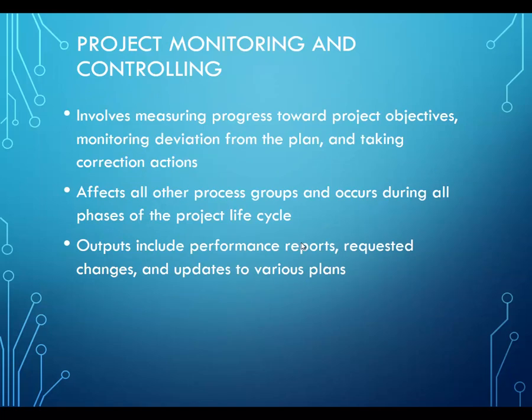The project monitoring and controlling process group involves measuring progress towards project objectives. The tools and techniques used in this phase will be monitoring deviation from the plan and taking action to correct that deviation. This group of processes will overlap and affect all other process groups, including the initiation phase.